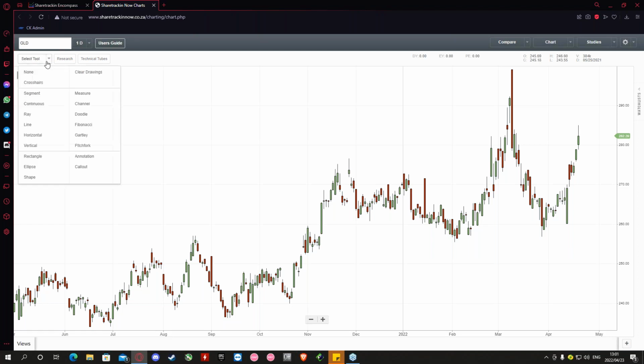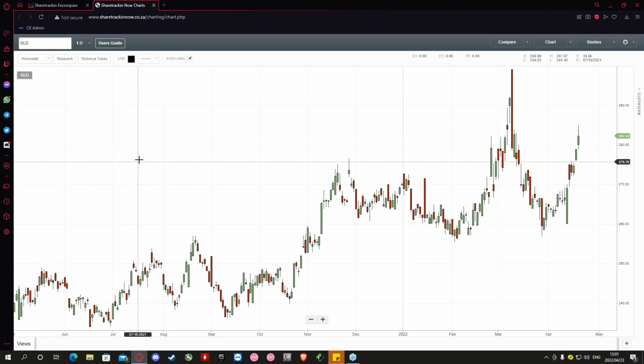So let's quickly head over to our tool. At the top left-hand corner, you'll see the select tool function, and underneath it you have the horizontal line. All it is, is two horizontal lines which the share would bounce between, your support and your resistance.